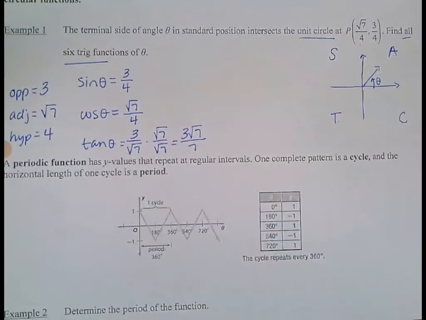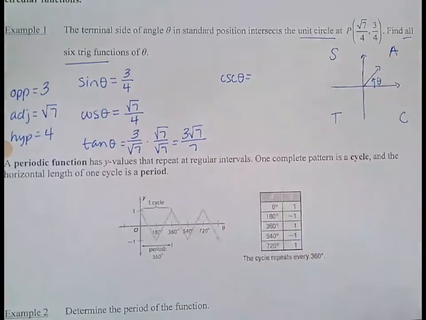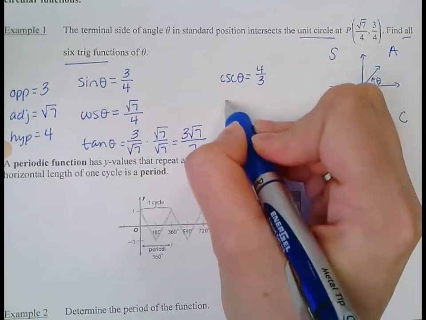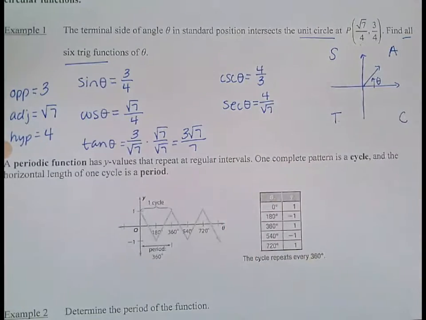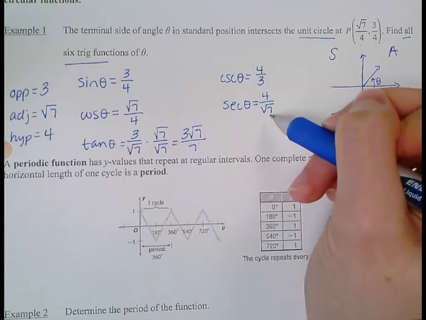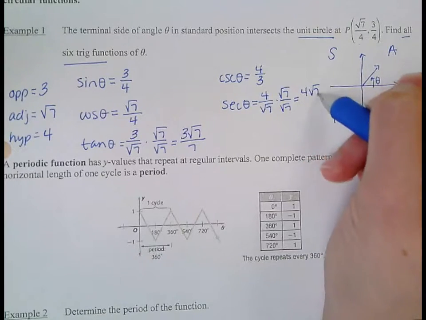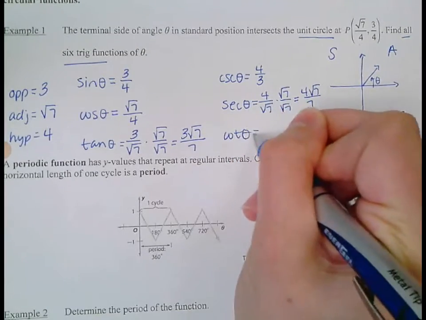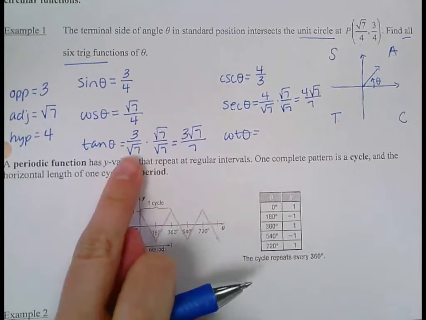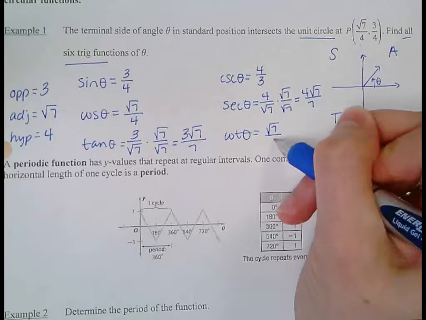And then we can find the reciprocal functions. The reciprocal of sine of theta is cosecant of theta, and that's 4/3. Reciprocal of cosine of theta is secant of theta, and that's 4 over the square root of 7, which we'd simplify like we did for tangent, multiply by square root 7 over square root 7, so 4 square root 7 over 7. And then cotangent of theta, we can go back to how we originally wrote tangent, 3 over the square root of 7, take the reciprocal, cotangent is square root of 7 over 3.